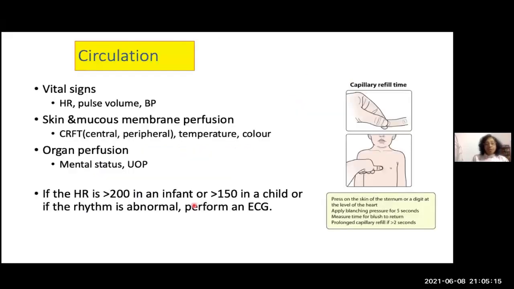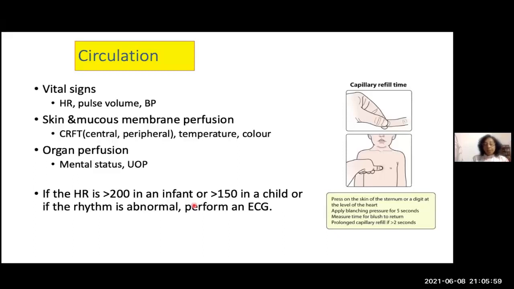Then your circulatory assessment. Look at the peripheral circulation and central circulation, right? Look at the pulse volume, and then the capillary refill time. You should know how to check the peripheral as well as the central capillary refill time. This is what is shown here. You press on the skin and count up to 5 seconds. Then you take off your finger and measure the time for refilling. Again, you count up to 5 seconds, right? It has to be less than 2 seconds. If the cap refill time is more than 2 seconds, it's delayed, right?